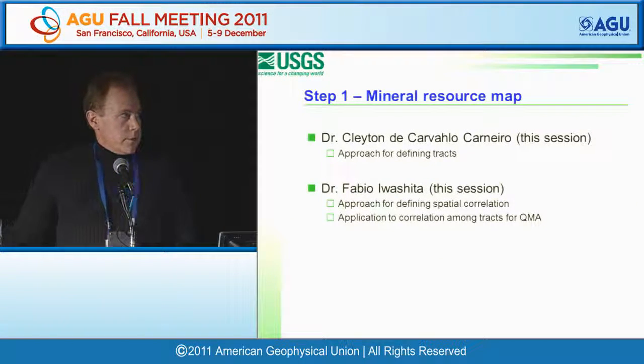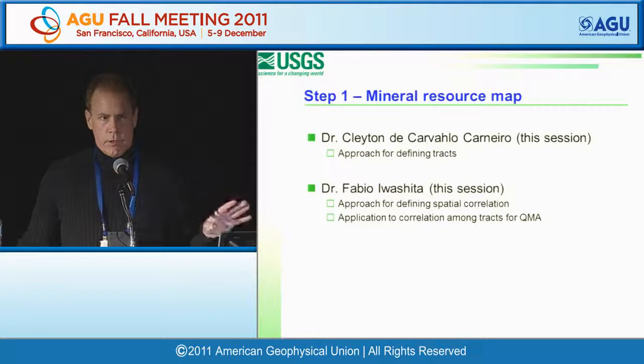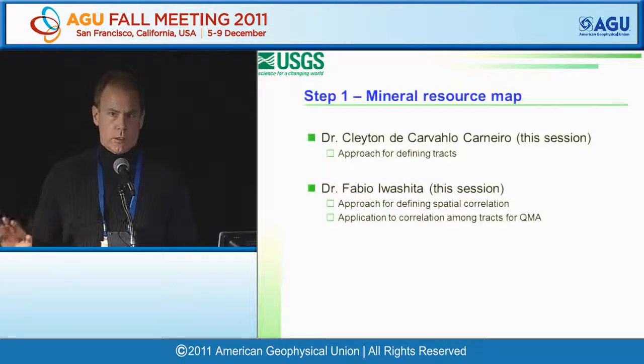So with regards to mineral resource maps, step 1 of the process, Dr. Canara will talk about an approach for defining tracts. These are permissive tracts for undiscovered mineral resources. And Dr. Iwashita will also talk about applications, while not directly related to mineral resources, they will be related to this topic in terms of defining spatial correlation. And the spatial correlation is important for part of the modeling process in terms of looking at relationships, the correlation among tracts when people are aggregating across the world.